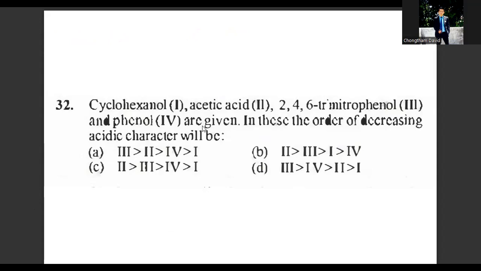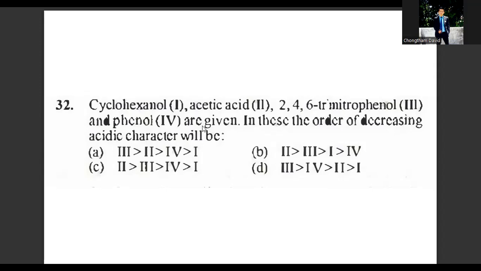Cyclohexanol, acetic acid, you're given in terms of order 1, 2, 3, 4. 2,4,6-trinitrophenol, phenol. Which of the following is a decreasing acidic character? Presence of three nitro groups in ortho-para position to the phenolic group in option number 3, that is 2,4,6-trinitrophenol, will make phenol strongly acidic because its corresponding conjugate base is highly stabilized due to resonance.